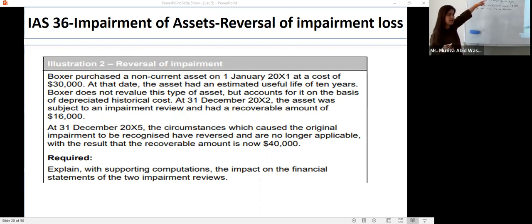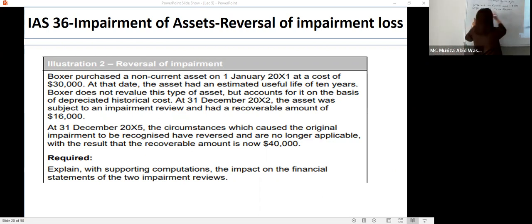Per year depreciation charge is 3,000. 30,000 divided by 10 years because there is no residual value. So cost divided by estimated useful life is annual depreciation charge. So 3,000 for year ending 31st December 2001 and 3,000 for 31st December 2002. Total depreciation charge up till 31st December 2002 is 6,000. So carrying value is how much? $24,000.